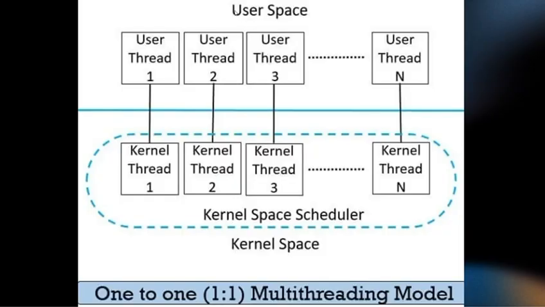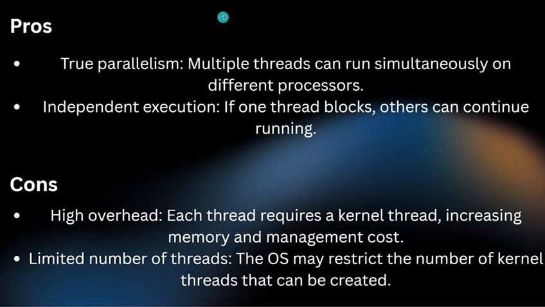In the diagram, we can see n number of kernel threads and user threads mapped to each other. Pros: multiple threads can run simultaneously on different CPUs. One thread's blocking does not stop the others. Ideal for application requiring parallel processing. The OS can manage and schedule threads efficiently.